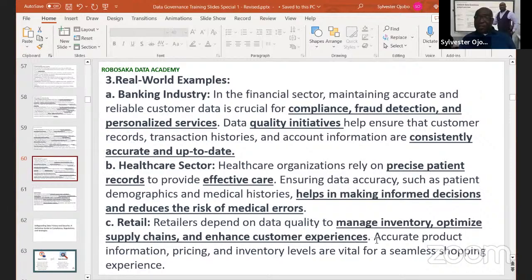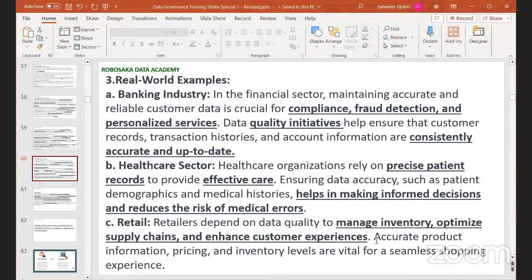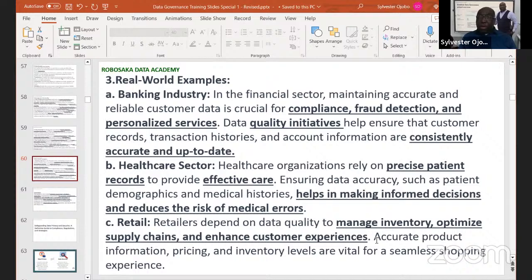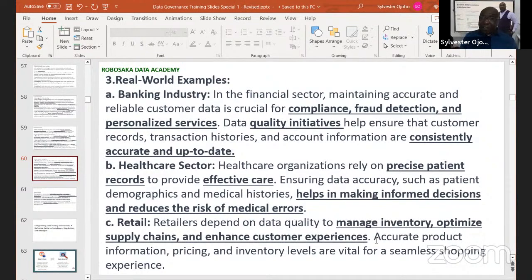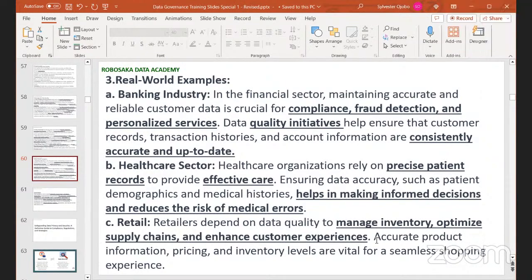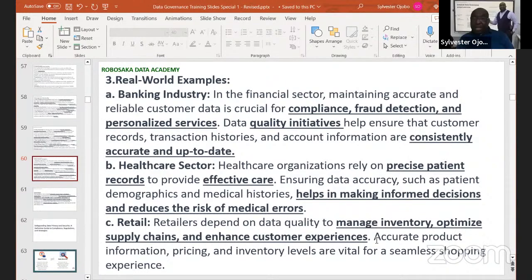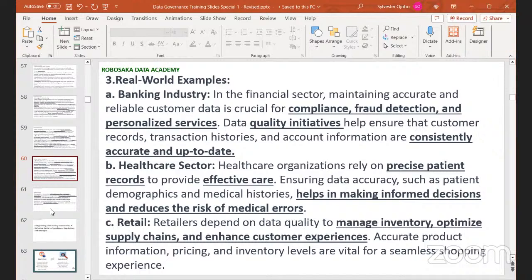Thank you so much. Now, you know what you're going to do when you're relating the data quality initiative you carried out. For example, you have an interview. It depends on the sector you say you have carried it out in. It could be banking, so you talk about compliance and fraud detection. It could be healthcare, you talk about patients. It could be retail, you talk about inventory, optimization, the process of supply chain, and so on. Okay, that's good.